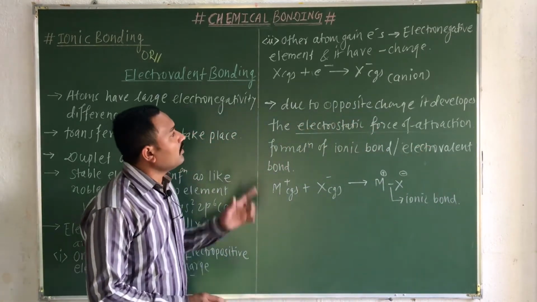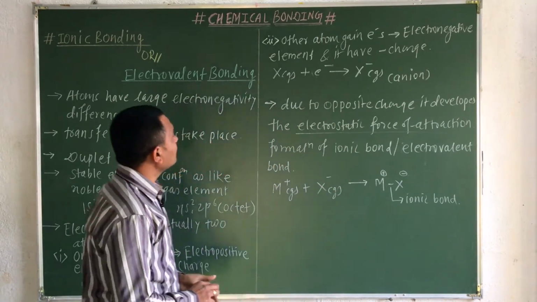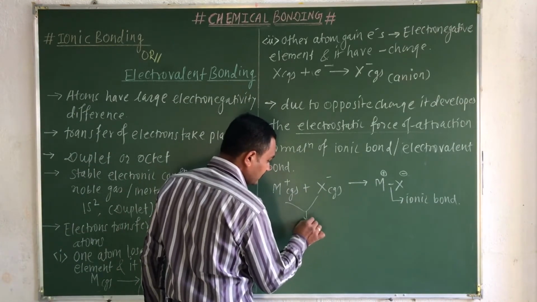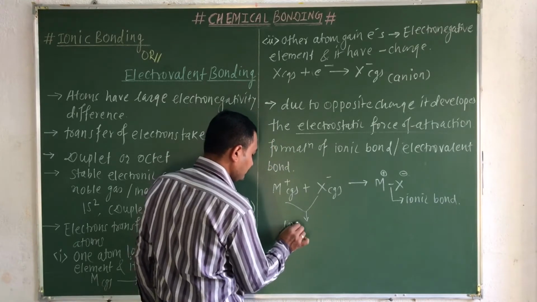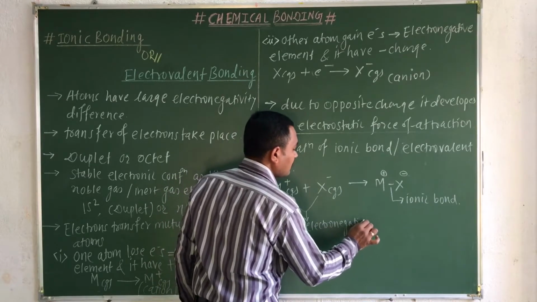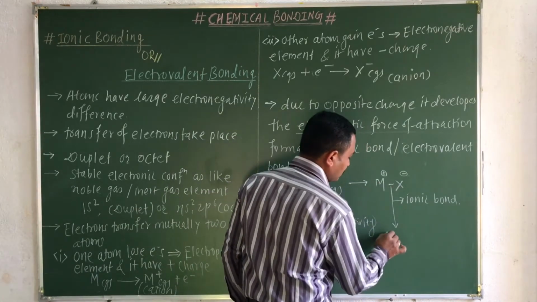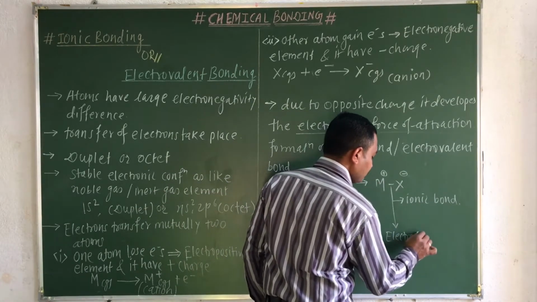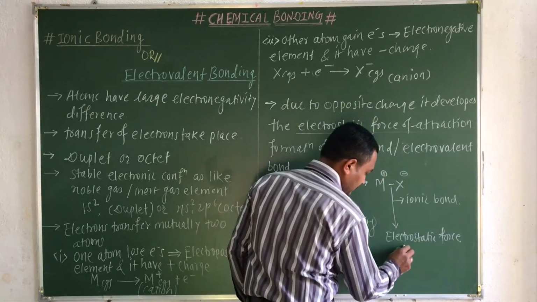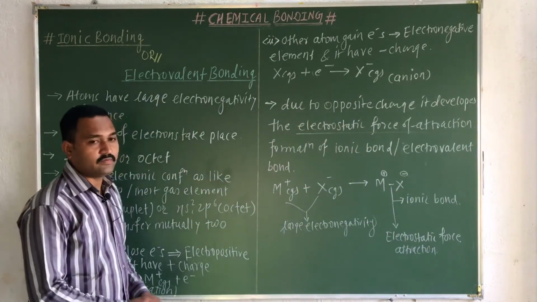So in all the above discussion, you have to keep two things in mind. The first thing is that these two combining atoms have a large electronegativity difference. And remember, they develop the electrostatic force of attraction, and that electrostatic force of attraction is nothing but your ionic bond. This is a very important point.